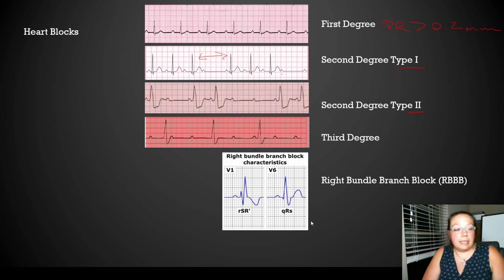For right bundle branch block, you look in V1, you're going to see an RSR. So you're going to see an up reflection, your S, and then another R. So you have two R's instead of a QRS. No downward inflection at all. You have an RSR. In lead V6, you're going to see a wide S.